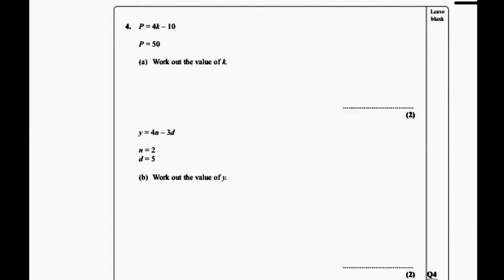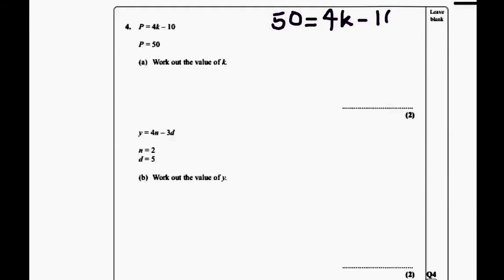Okay, question 4. P is equal to 4k minus 10 and P is equal to 50. Work out the value of k. So if I just substitute those values in, I've got P, which is 50, is equal to 4k minus 10. Now I want to find out what k is, so I need to undo what's happened to it. At the moment, k has been multiplied by 4 and then I've taken away 10, and I need to undo that taking away 10.